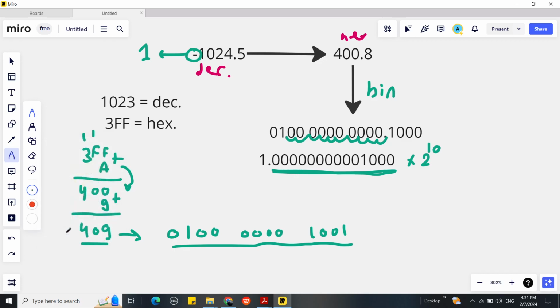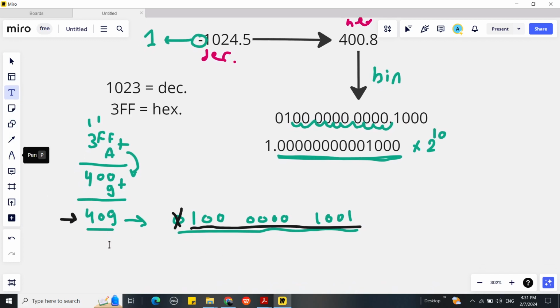Once you write your new exponent in binary, always delete the most significant bit from the left, the upper bit. I forgot what MSB was standing for. Yeah, most significant bit. So remember, always delete the most significant bit, which is 0, and basically this is your new exponent: 10000001001.